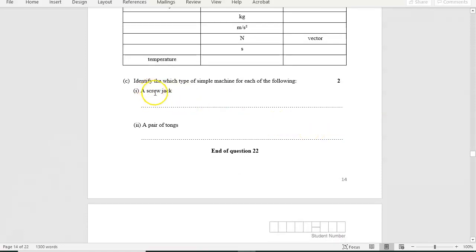Okay, screw jacks are inclined planes. 2 students wrote ramps. I like it. It shows that they've got some knowledge, right? That they were thinking they're on the right track. All ramps are inclined planes, but I just don't feel as though a ramp is sufficient for us to give that a mark. A pair of tongs is a lever. I don't care. You don't have to tell me what order of lever. You just need to write a lever.